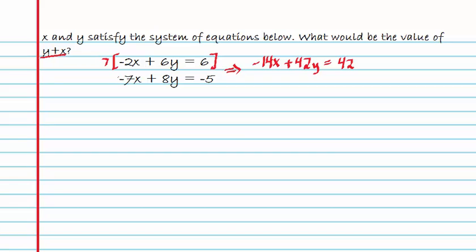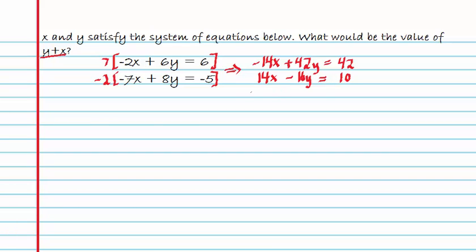And remember, we want to make one equation -14x, and we want the other equation to be positive 14x. So in this equation, the way I would turn a -7x into a positive 14x is to multiply by -2. So I'm going to multiply everything by -2. So -2 times -7 is positive 14, and don't forget your x. -2 times positive 8y is -16y, equals -2 times -5 is positive 10.